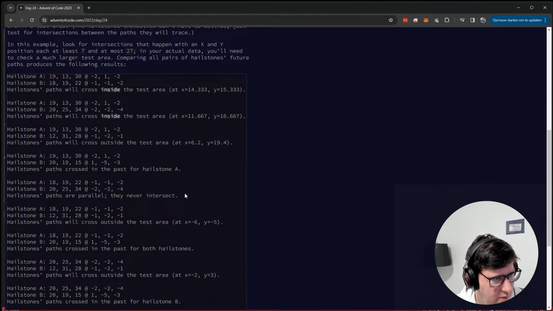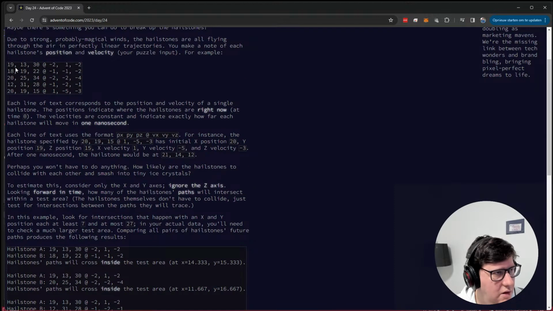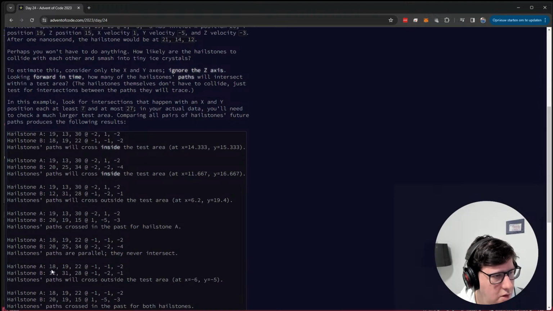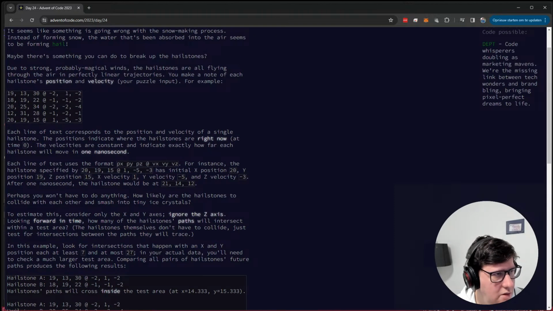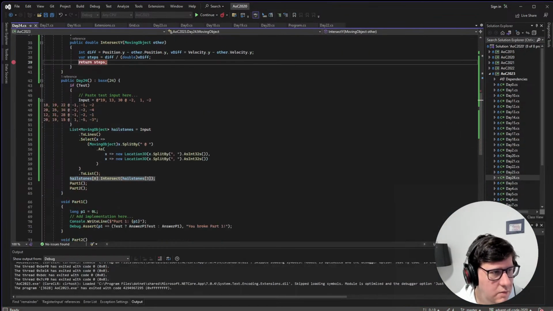In the past, never. This one is what I want to see. Never intersect. 18 and 20. Which one is this? 18, 19, and 20, 25. So 1 versus 2. Let's do those.